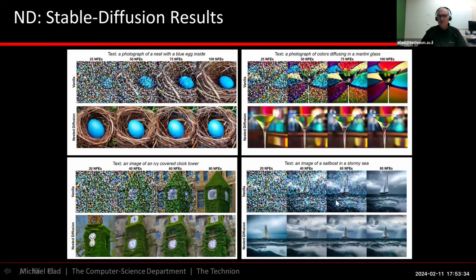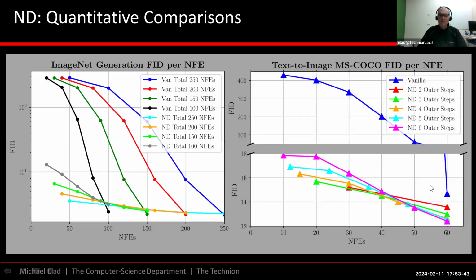Two more examples of stable diffusion. You squeeze a text and get an image that matches it. You get it quite good from the very beginning, or you wait a while to get it. Again, more graphs. This is for the ImageNet generation, not just for 200, for 250, for 200, for 150, and for 100. Let's take, for example, the 150.